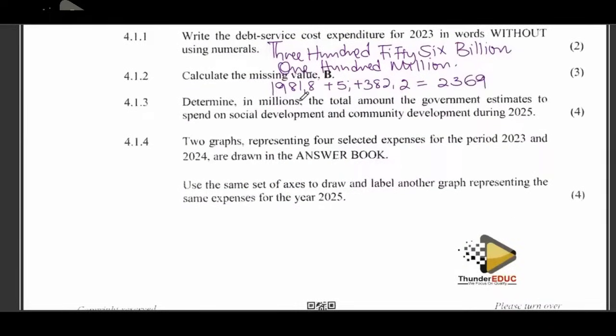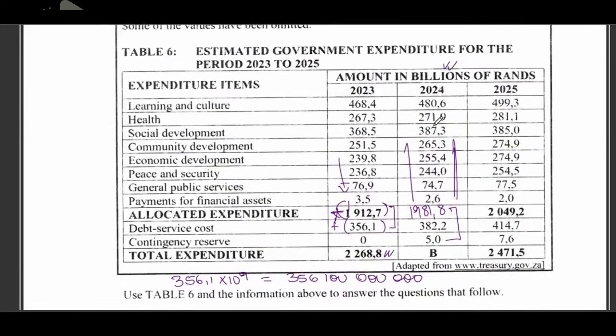Determine in millions the total amount the government estimates to spend on social development and community development during 2025. Let's go there and we see. So they want us to look at this and that, but in which year? 2025. We have that plus this. Add it up. So when we add these values, what do we end up having?